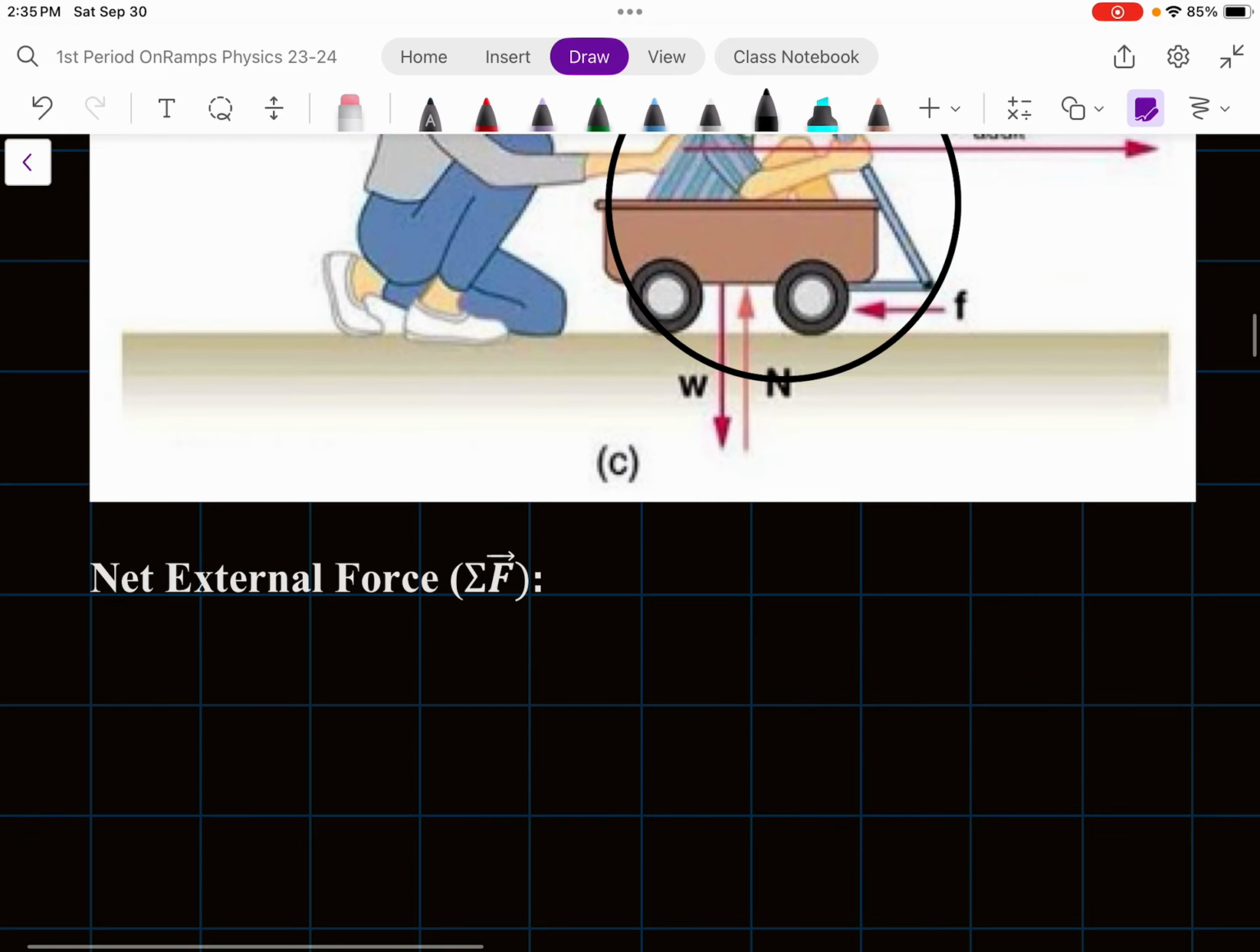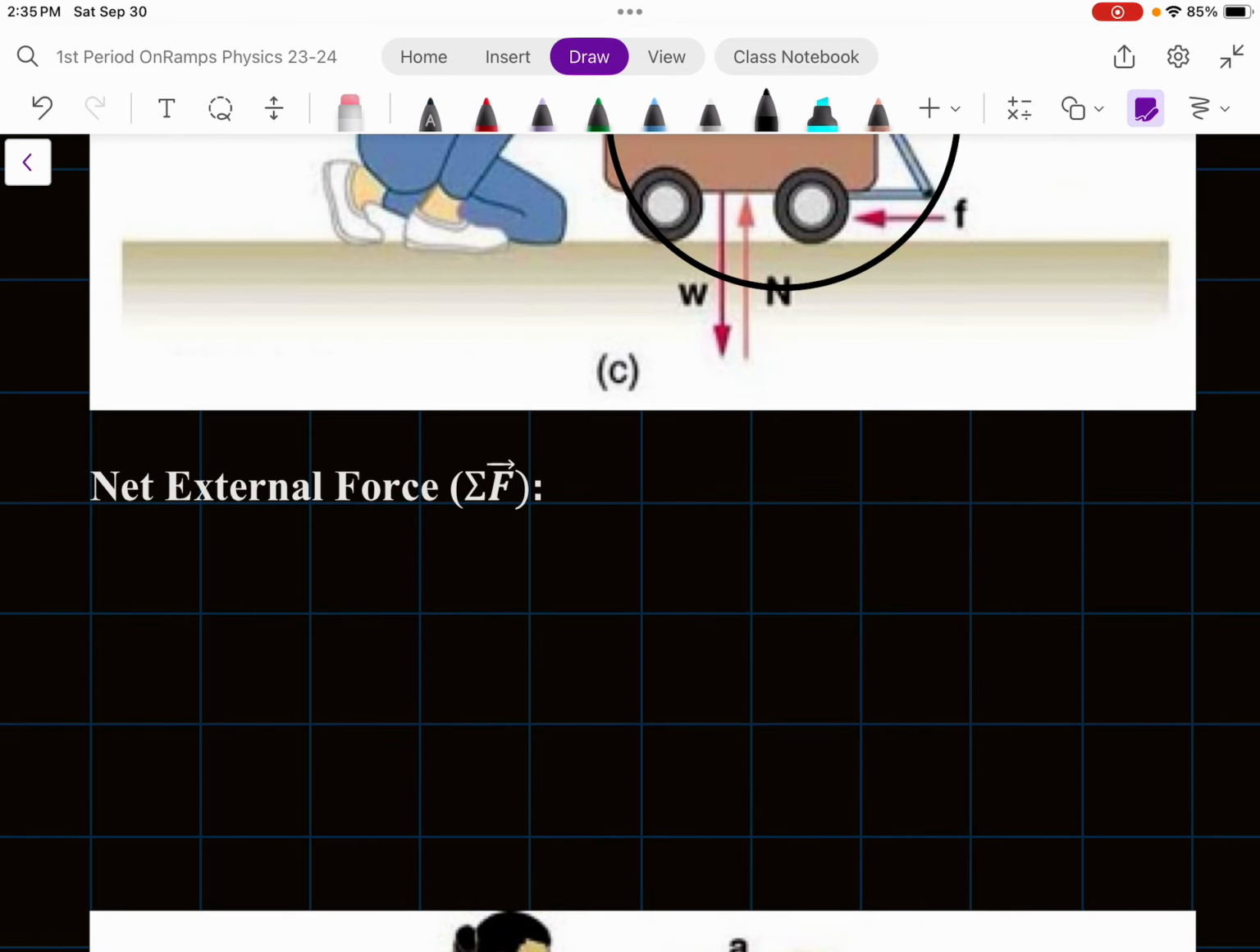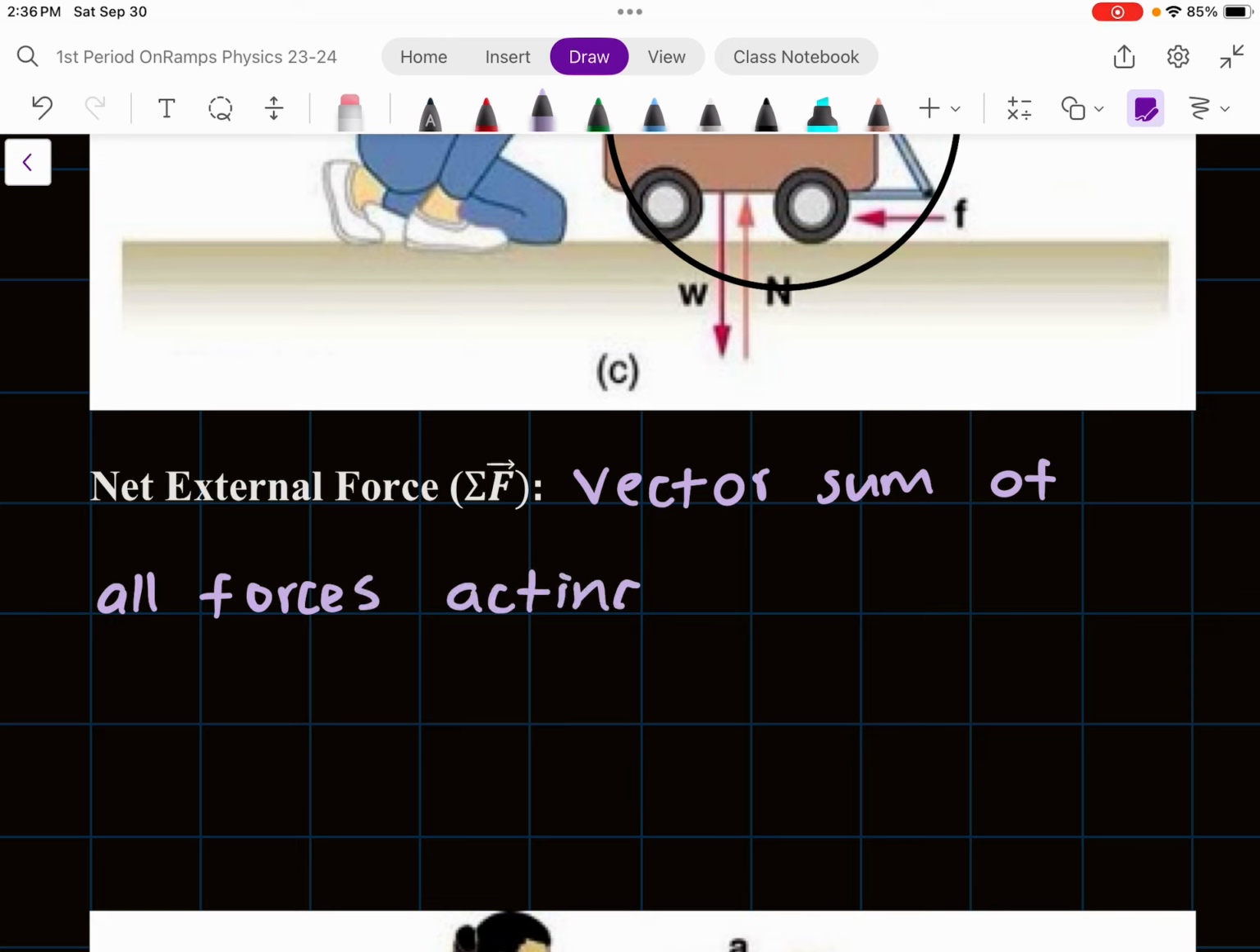Okay, what about the net external force? Well, sometimes you have more than one force acting on an object or on the system. So the net external force we can define as the vector sum. That means you're going to add all the vectors. Vector sum of all forces acting on the system.